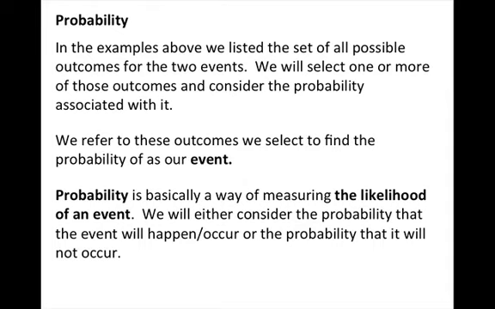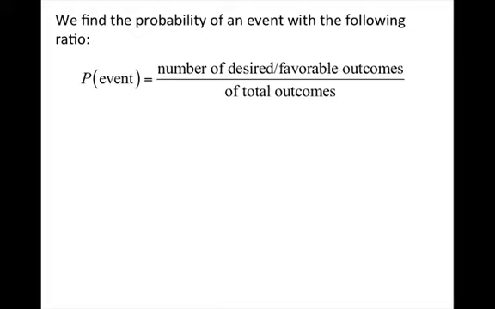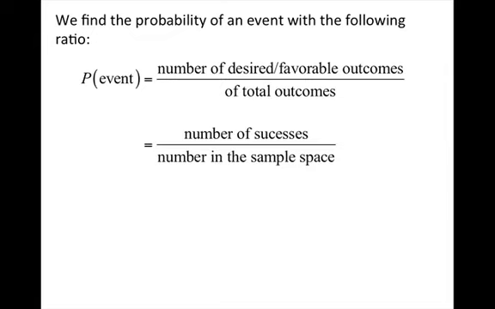Well, I mentioned before probabilities are ratios. So let's look at the ways we can define that ratio. The probability of an event is the number of desired or favorable outcomes, that's the outcomes we want to happen, those are the outcomes we're considering, divided by the total outcomes. Another way to look at it, it's the number of successes, what we want to happen, divided by the number in our sample space, all the total options.